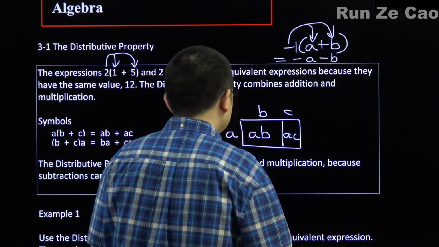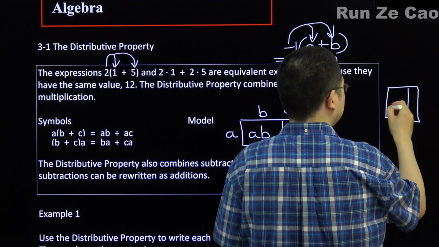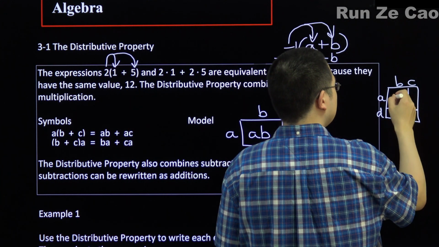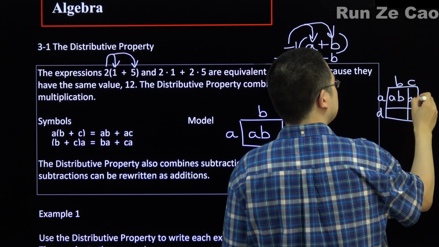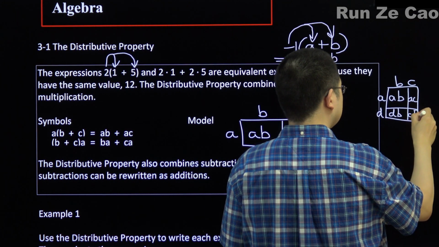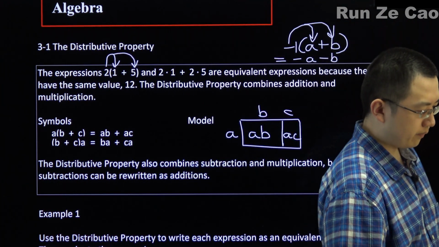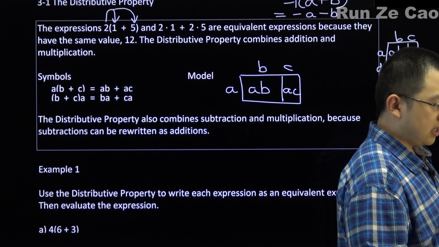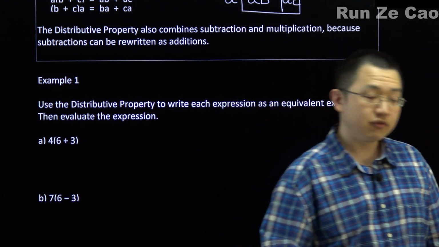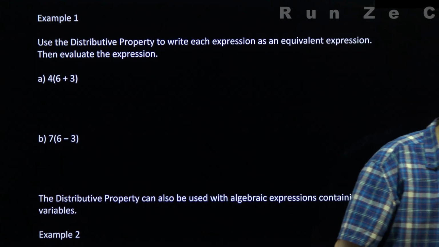And if you have, say, a plus d times b plus c, like a, d, b, and c, then you have ab, you have ac, you have db or bd, because usually the convention is to write these in alphabetical order, and cd. Subtraction can also be combined with multiplication, because remember, subtractions are adding the additive inverse, i.e. adding the sign flipped version. Now let's do some examples.